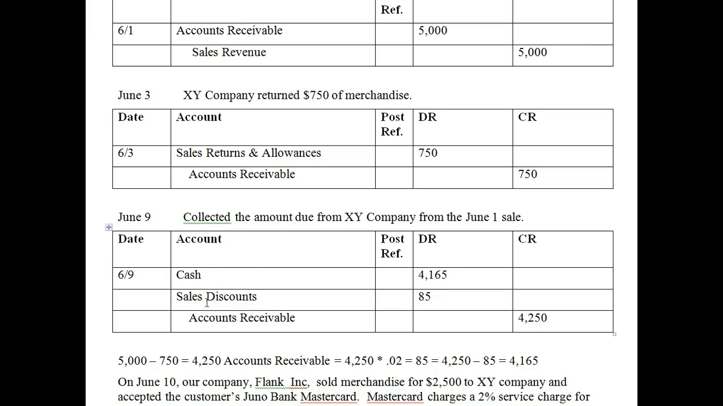So in essence, we made 4,165 in sales. We had 5,000 in original sale, right? Minus the return of 750 brought us down to 4,250 in net revenues, minus the 85. So that brings us down to 4,165 in net sales. We calculate net sales by taking the sales revenue minus any sales returns minus any sales discounts. All right, let's move on.